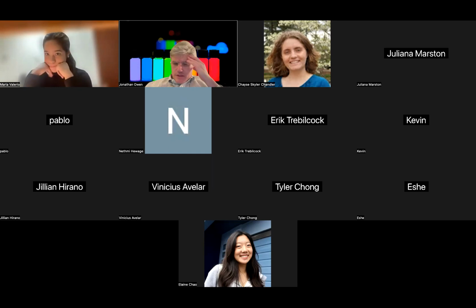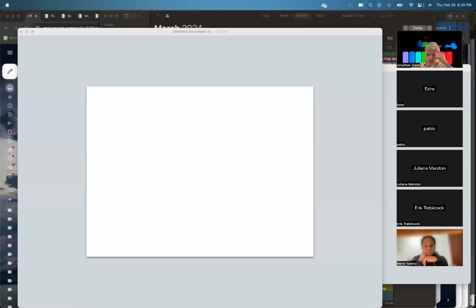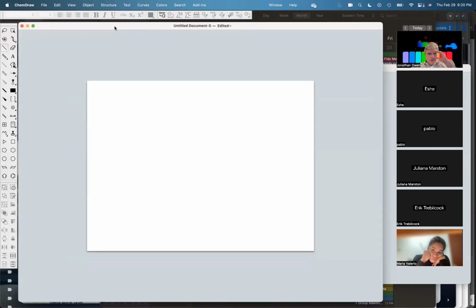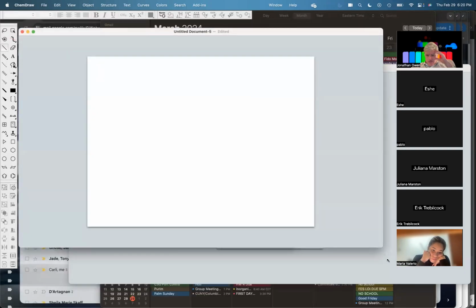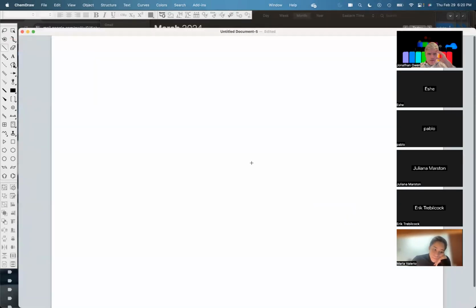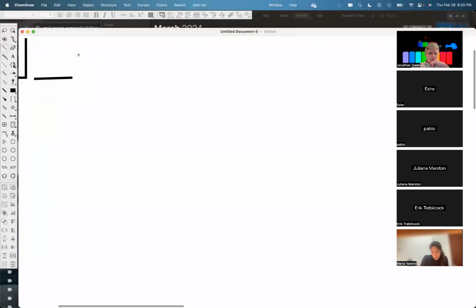So let me see if I can share my screen. All right, so you guys can see this ChemDraw page, I guess? Yeah? Okay, thank you very much. All right, so let's do an example. We're going to do a square planar transition metal compound. I'm sorry, this is not going to be very neat because I'm going to blast through it.